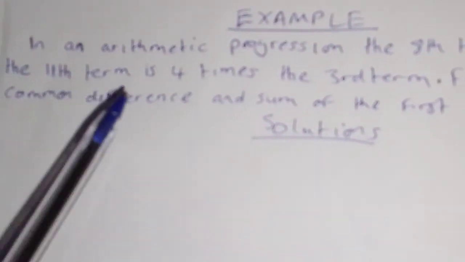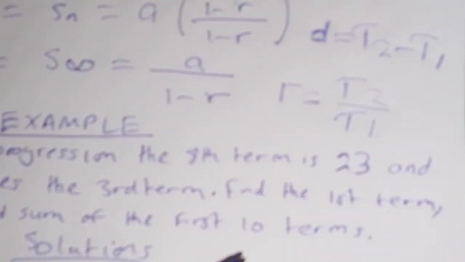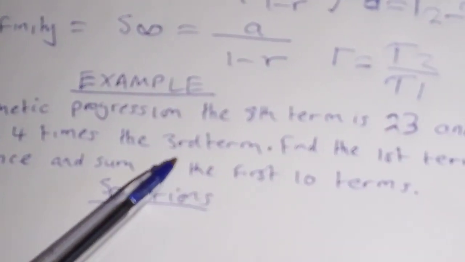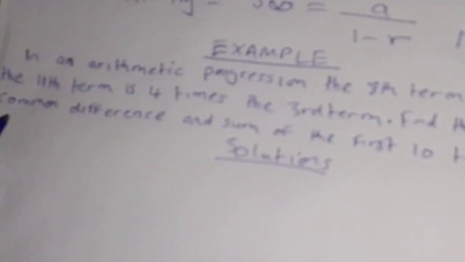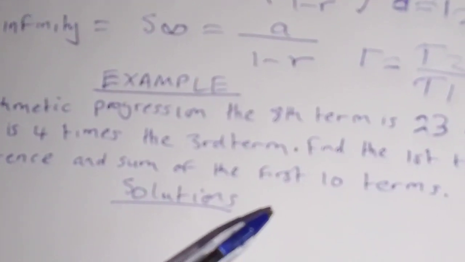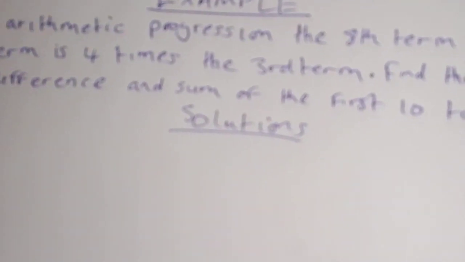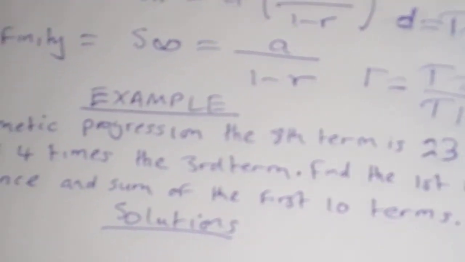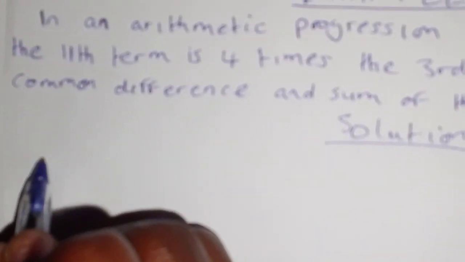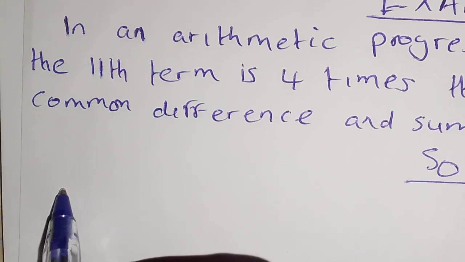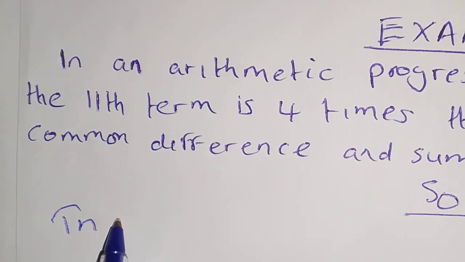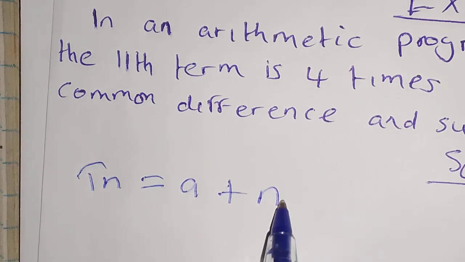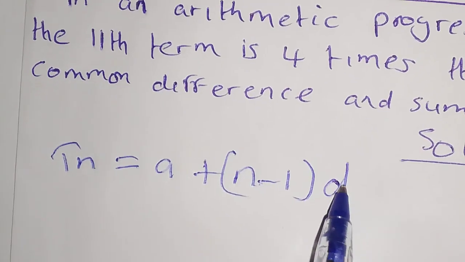So in an arithmetic progression, the 8th term is 23 and the 11th term is 4 times the third term. Find the first term, the common difference, and the sum of the first 10 terms. So first let's look at the first statement, which says that the 8th term is 23. For an AP, the nth term is given by Tn is equal to a plus (n minus 1)d.